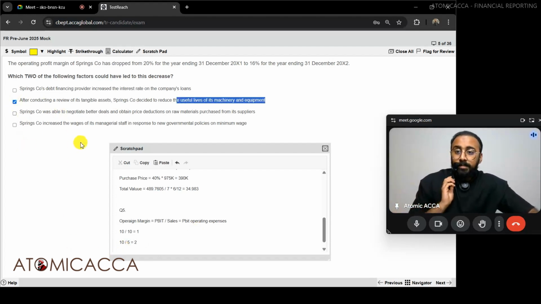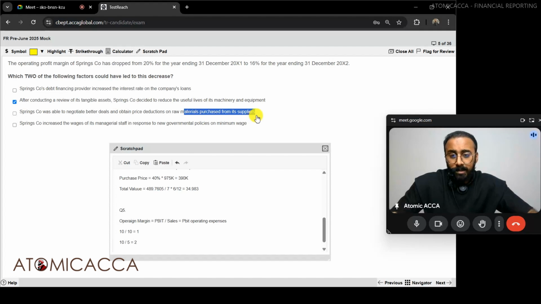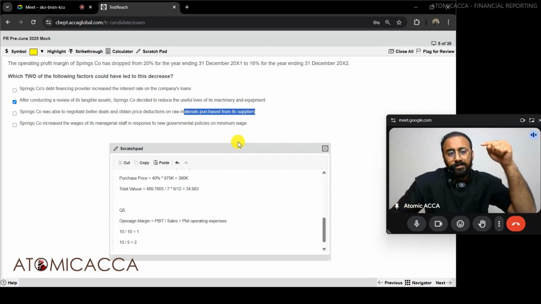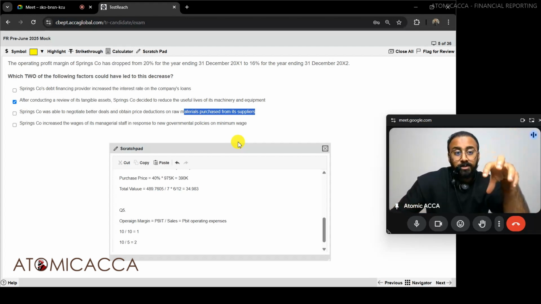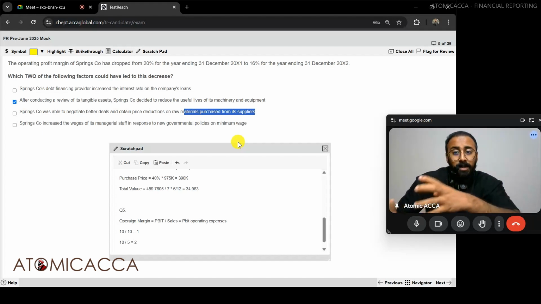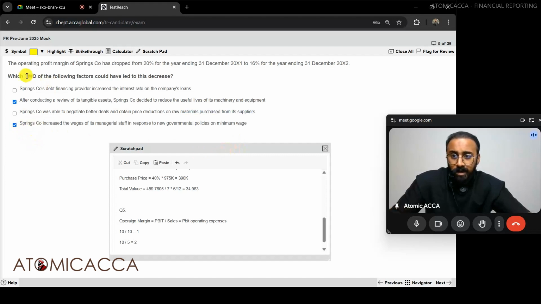Next one. Springs company was able to negotiate better deals and obtain price deductions on raw materials purchased from suppliers. When price deductions are obtained on the raw materials, what would happen? Cost of sales will go down because purchase price is included within cost of sales. If cost of sales goes down, it is an expense going down, which means your overall margins are supposed to get better. That means this is not an indicator. This is something that's indicating your margins getting better. But again, when cost of sales goes down, the first thing that gets better is gross margin, not exactly the operating margin. But yes, it has an impact over there as well. So that is also not an option. So by default, option D will be our answer because we had to choose two options.